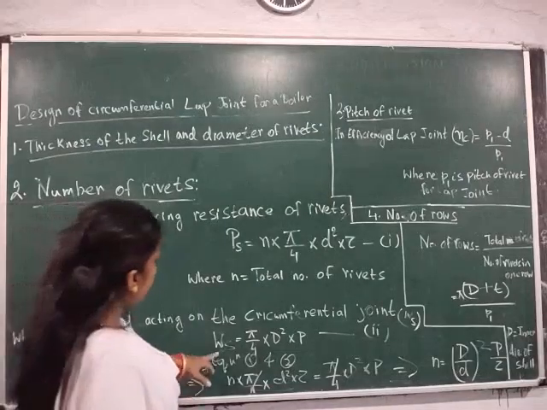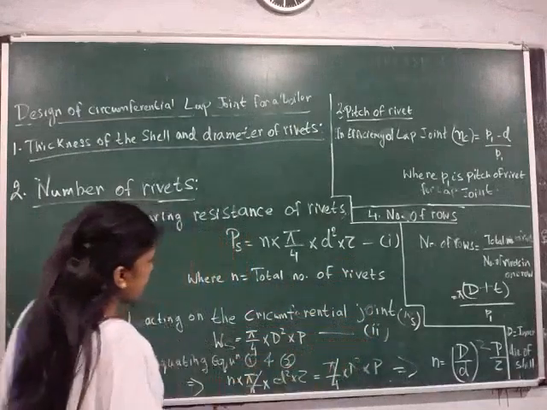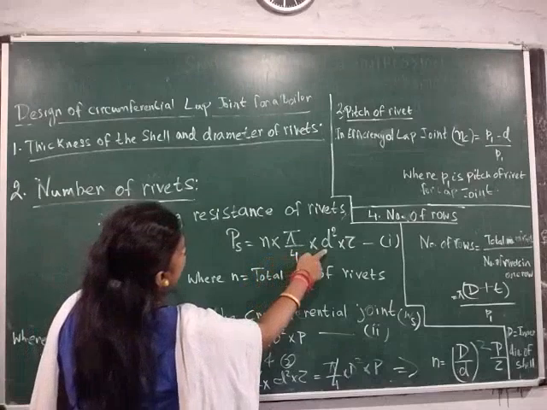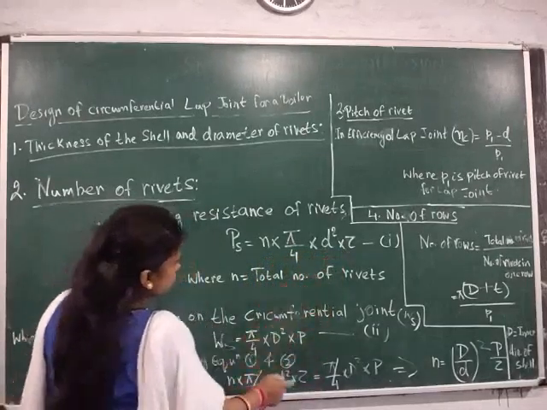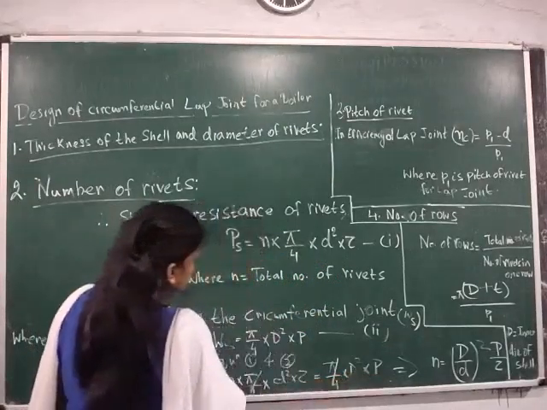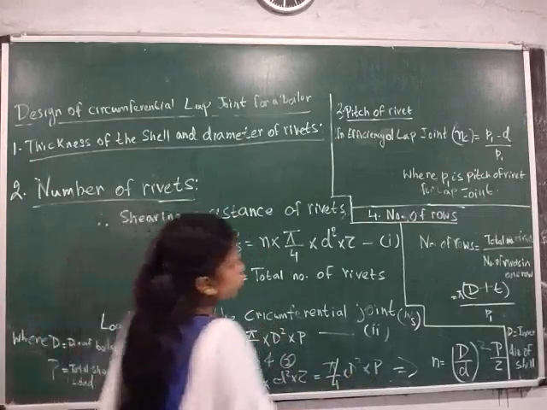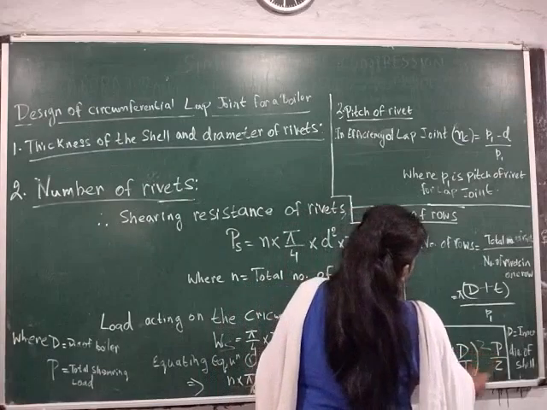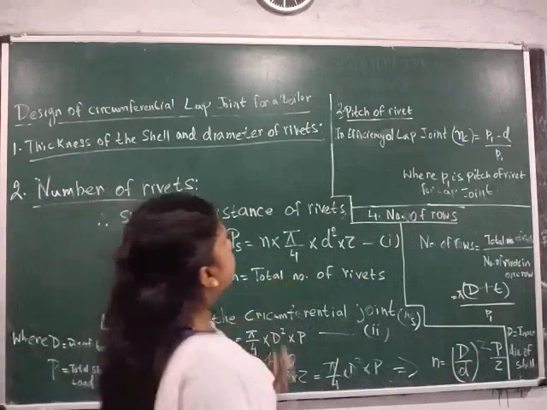If we equate equation 1 and equation 2, what we get is N into pi by 4 into d square into tau equal to pi by 4 D square into P. So pi by 4 gets cancelled, and N is equal to capital D by small d, square, into P divided by tau. This is the formula for the total number of rivets.